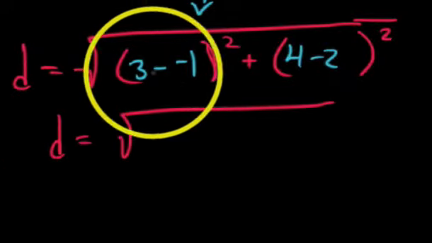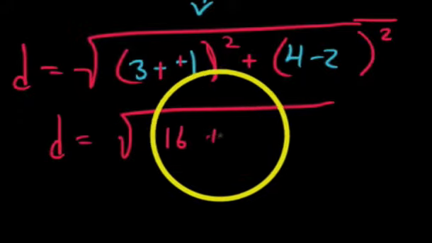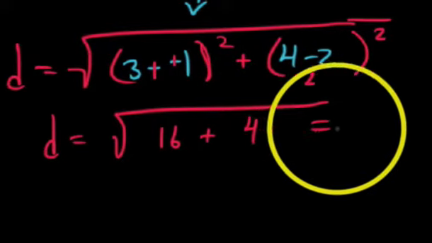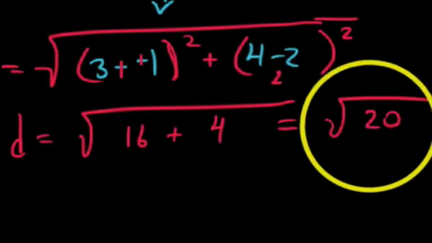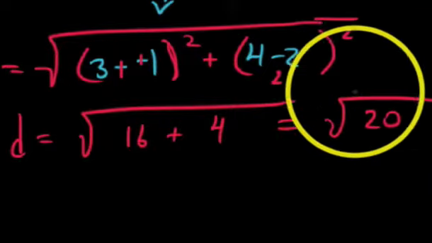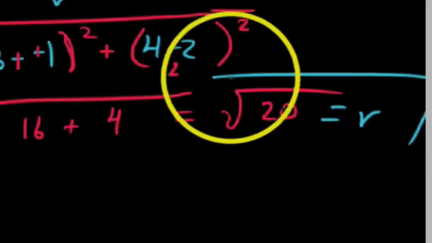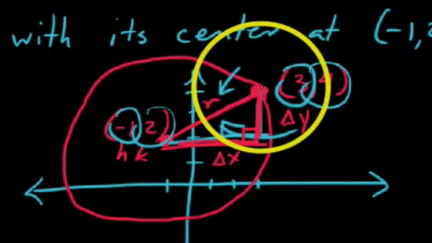So the distance here is 3 minus a negative 1, that'd be plus 1, so we've got 4 squared, or 16, plus 4 minus 2, which is 2, and 2 squared is 4. We end up with this distance, radical 20. Here's what I want you to notice: this is our distance d, but in this instance we're calling it r. So r is radical 20. That's our radius, the distance we were looking for.